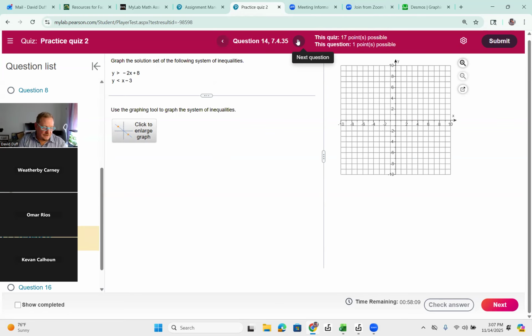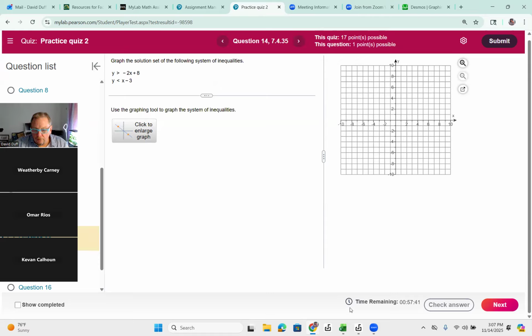Okay, so let me ask you this question. I'm going to write this system down. So I've got y is greater than negative 2x plus 8. I'm going to call that equation 1. And then I've got y is less than x minus 3. I'm going to call that equation 2, right?